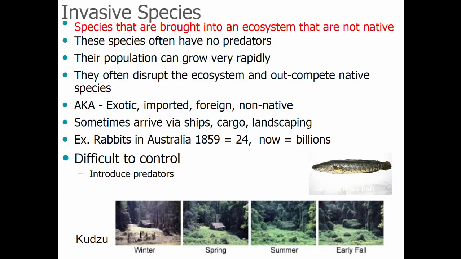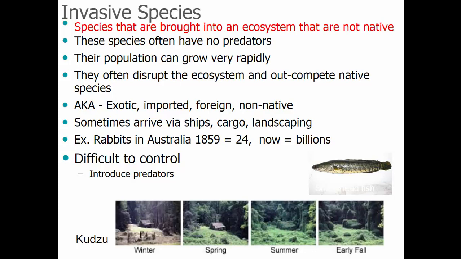And so if these species grow rapidly and their population skyrockets, what often happens is they start to cause the decline of native species. Native species are being outcompeted by this non-native organism. They're also sometimes called foreign species, non-native, imported, exotic. And so, like I said, sometimes they've been introduced by accident. For example, well, I'll talk about it in a second. Here is one that was imported on purpose.